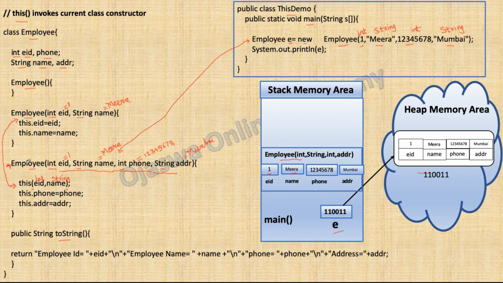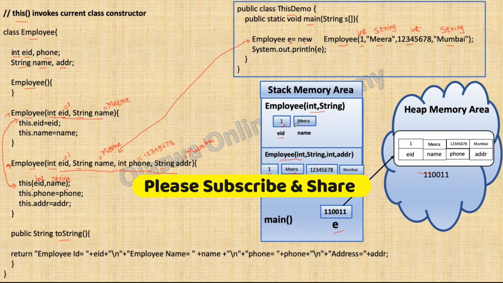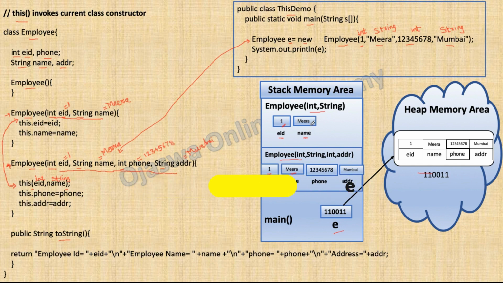This constructor is of type 4 parameters and this one is of type 2 parameters. So when the control of the program comes to this constructor and values are assigned to the local variables, memory allocation for these local variables will happen. So inside the stack, there will be a memory section reserved for the constructor having 2 parameters, first of type int and second string. And the local variables belonging to this constructor will have their separate memory. Hence, memory for this EID belonging to this constructor is reserved over here and value 1 is assigned to it. And for the local variable name belonging to this particular constructor, memory is reserved over here and it has value Mira.